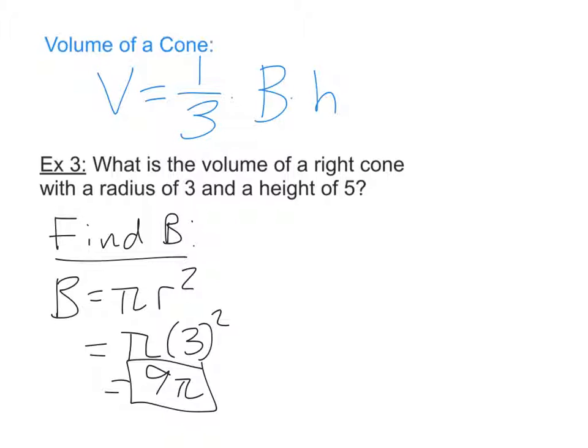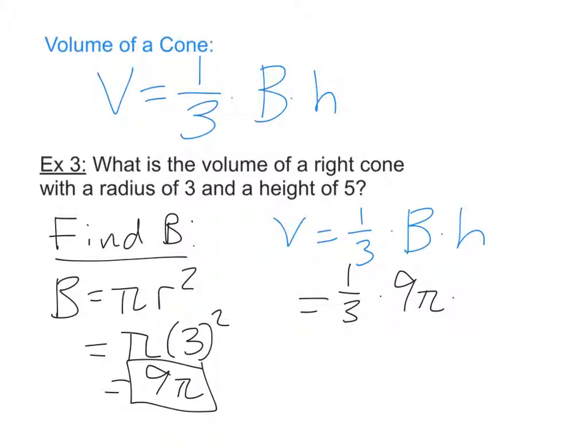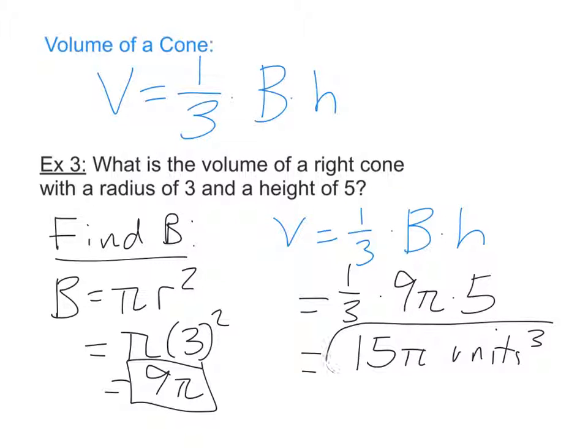Now, with that in mind, the formula is 1/3 times big B times height. Therefore, if we plug in our values, 1/3 times the area of the base, which is 9 pi, times our height, which is 5. 1/3 of 9 is going to be 3, and 3 times 5 will get us 15. Therefore, 15 pi units cubed, since we're finding our volume.